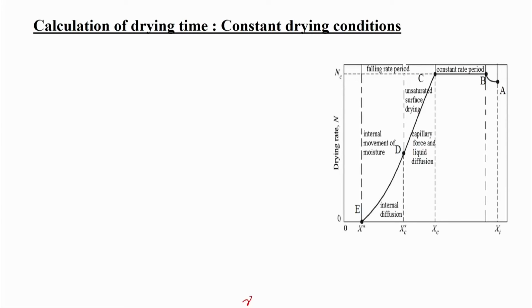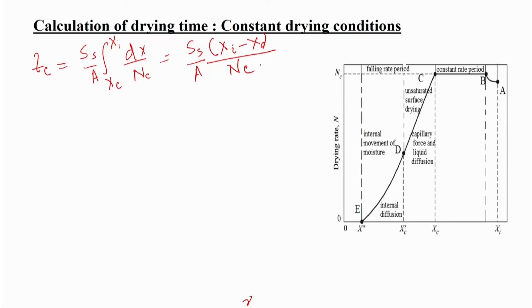So, for the constant drying period, Tc is Ss by A into the integral from xc to xi of dx into Nc, which is equal to Ss by A into xi minus xc by Nc. So, Tc will be equal to Ss by A into xi minus xc by Nc.